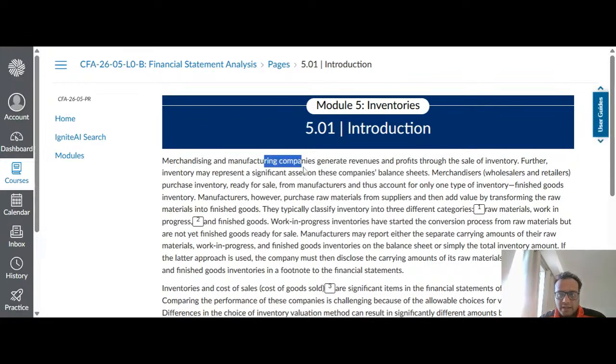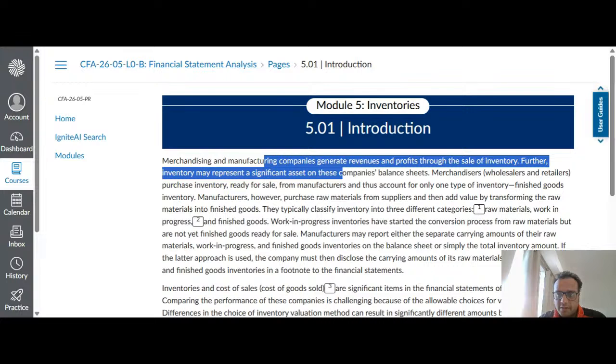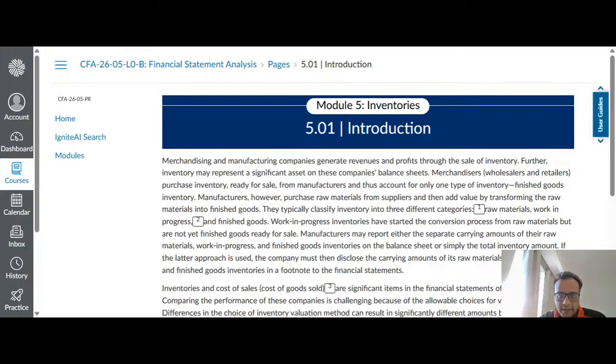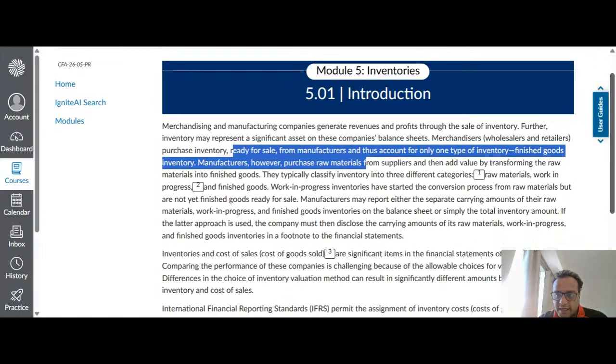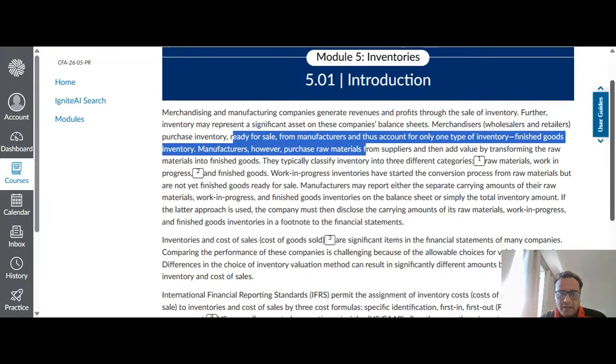Merchandising and manufacturing companies generate revenue and profit through sale of inventory. They represent a significant asset on the company's balance sheet. Wholesalers and retailers purchase inventory ready for sale from manufacturers and thus account for only one type of inventory, which is finished goods. But manufacturers will also have raw material. They typically classify inventory into three different categories: raw materials, WIP, and finished goods.